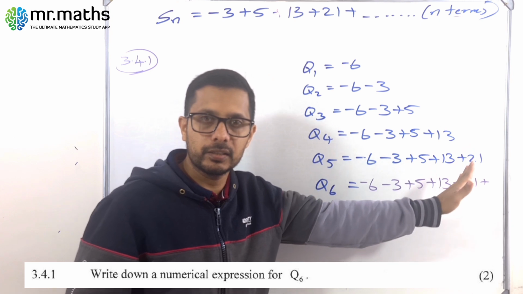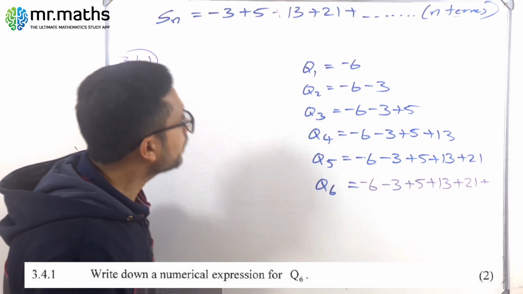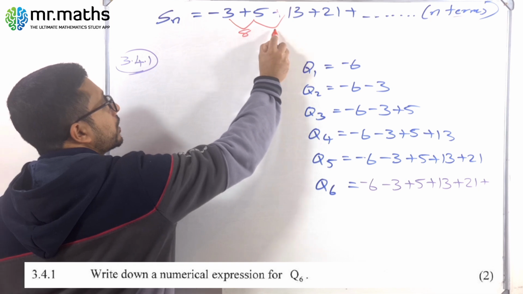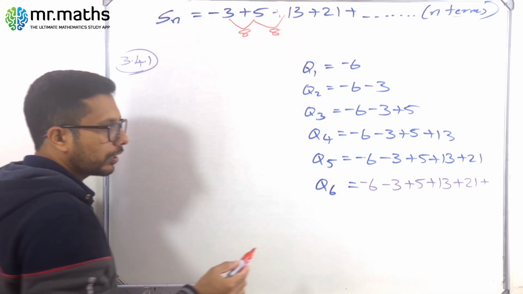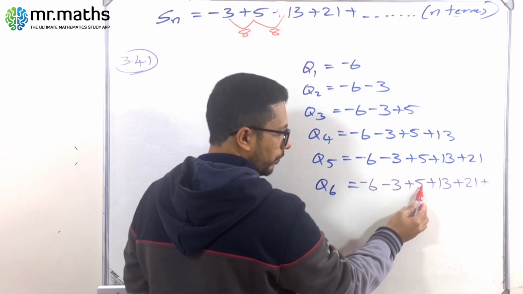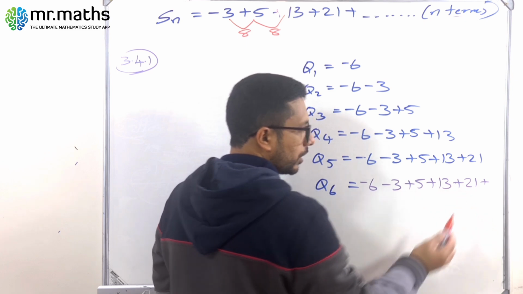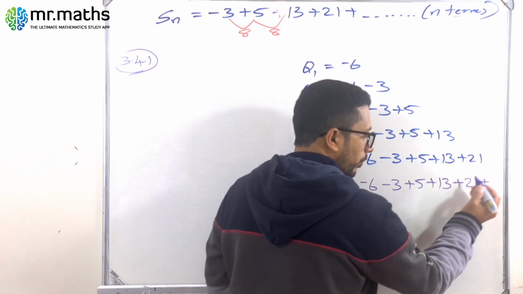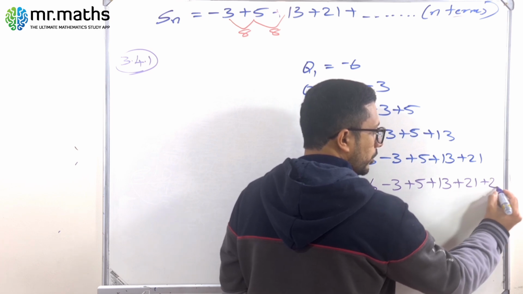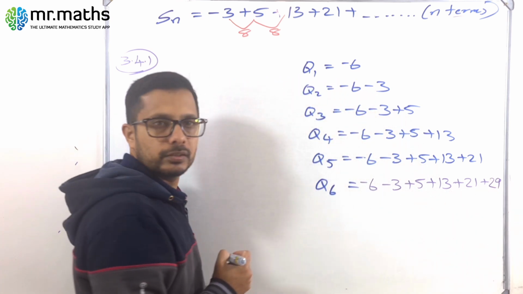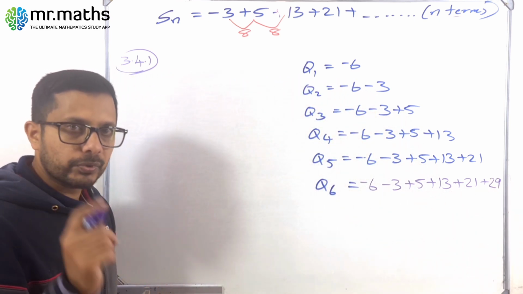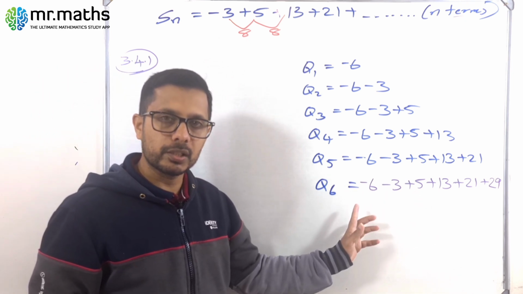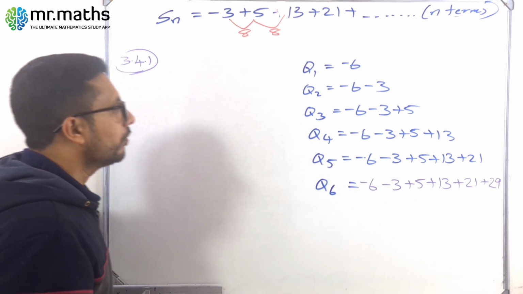So in that Sn, what is the common difference we got here? It is 8. You remember that one. So here minus 3 plus 8 is 5, 5 plus 8 is 13, 13 plus 8 is 21. So to find the next term, 21 plus 8 is 29. You understand? So the only difference is they added a minus 6 before that. Okay, so what is Q6?